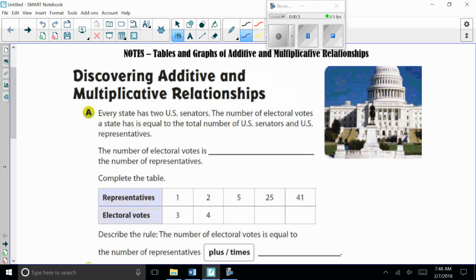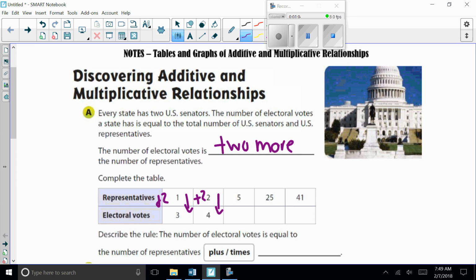So if we look here at the table, we have to look and see what my relationship is between my 1 and my 3, my 2 and my 4. Okay, so if you look at this, you start thinking, what can I add that'll be the same each time, or what can I multiply that will be the same each time? So the easiest thing to see is that from 1 to 3, I added 2. From 2 to 4, I added 2. So the number of electoral votes is 2 more than the number of representatives.